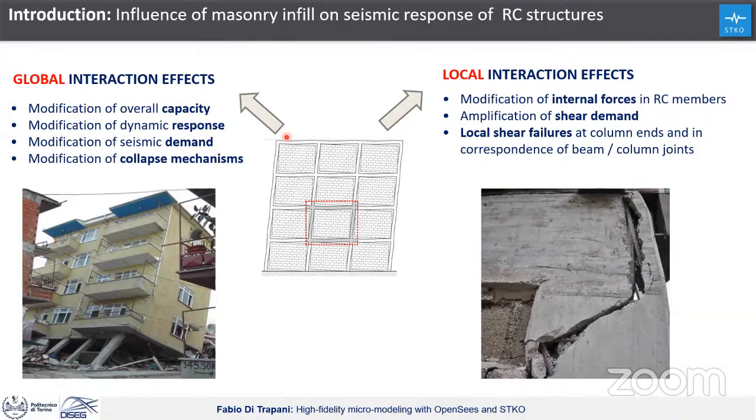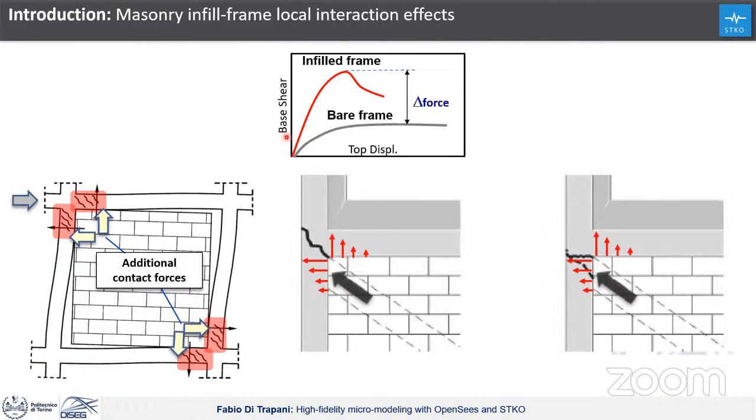Another important issue that we are facing in this webinar is the local interaction effects. Local interaction effects are induced by the contact interfaces and by the shear transfer between the infill and the frame. We have a modification of the internal forces with respect to the ones that we are expecting for the bare frames, an amplification of the shear demand, and potential local shear failure like the ones that I'm going to show.